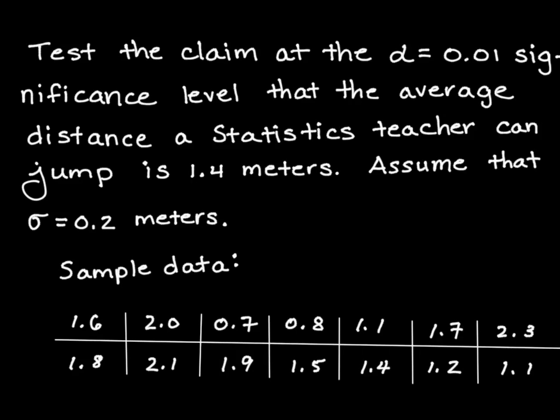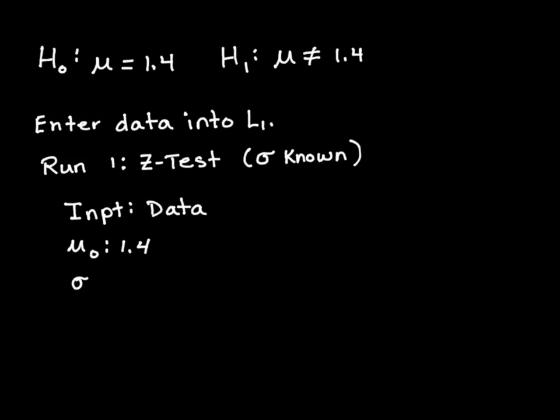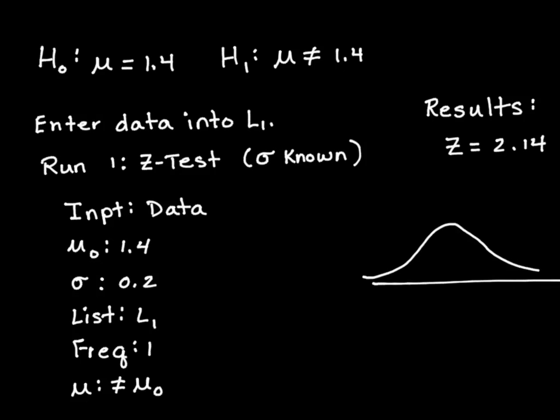So the first thing I'm going to do is take this data and put it into L1 in the calculator. Make sure your sample data goes into list 1. You can use other lists, but then you're just going to have to adjust along the way. So I kind of assume in all of these videos that we're just going to go ahead and use L1 for these. All right, so I write down my null and alternative hypotheses. I put my data into list 1, and then I'm going to run a z-test because we knew sigma.